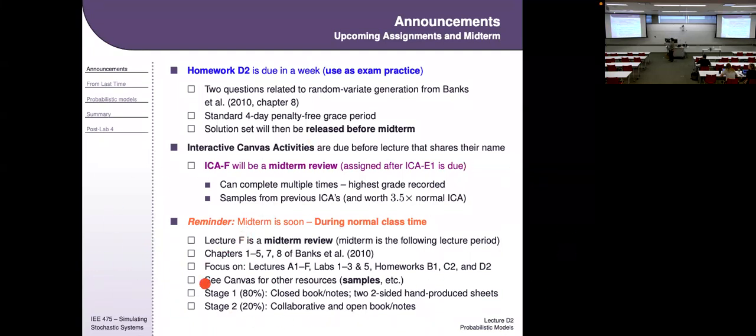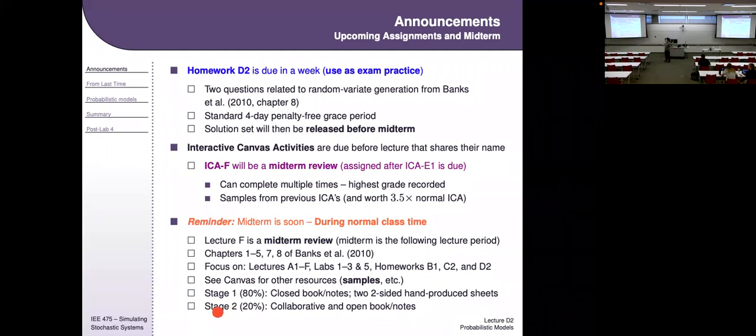As a reminder, the midterm is a 2-stage exam. There'll be an individual stage in class. Well, you don't have to be in class, you can take it at home, but it'll be during a class period. When you start it, you'll have a class period to complete it. You get 2 two-sided hand-produced sheets, and that's all you get. It's otherwise closed book, closed notes, closed collaboration. You have to do it with Respondus and the camera.